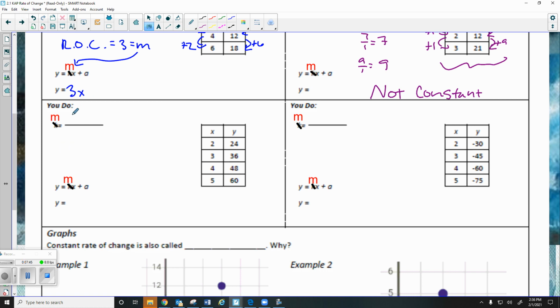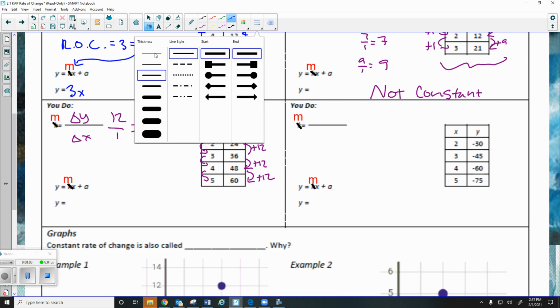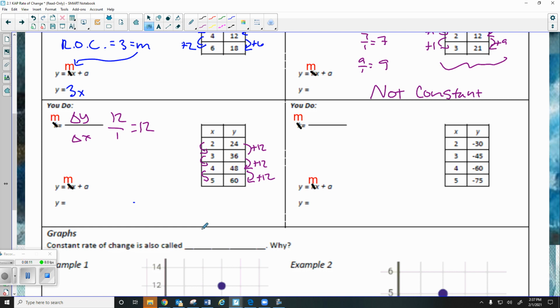Okay, again, m is the change in y over the change in x. They added 12, added 12. Very good. So that change in y is 12. Going over to the x's, that was adding 1 each time. Let me go ahead and change things up from what's there. It was adding 1. I didn't write that in, sorry.